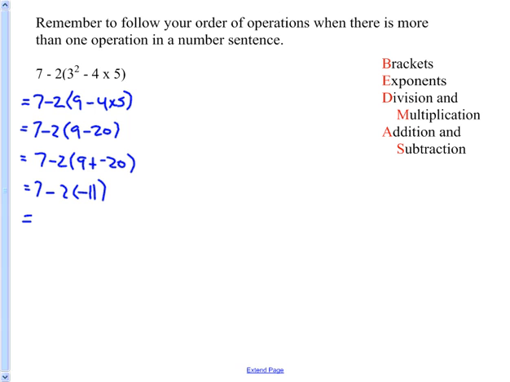So what do we do next? Well, we do any exponents. There aren't any exponents. So multiplication and division. So this subtraction doesn't get done. This is 2 times negative 11. Now, how do you know that's not a subtraction? Well, because of the bracket. It says there's just one number in there, and that number is negative 11.